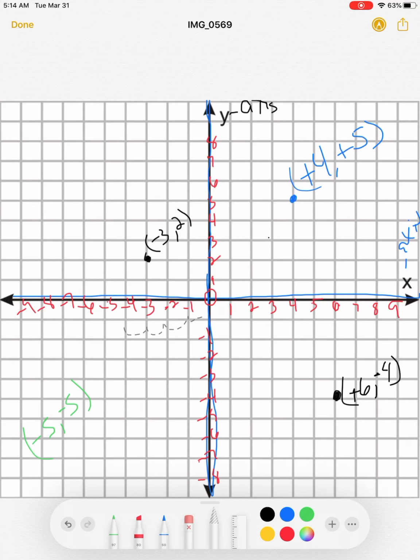So 1, 2, 3, 4, 5. So that's -5 on the x. 1, 2, 3, 4, 5. -5 on the y. So my point, go down to -5. My point for my coordinate pair belongs there. Right? And I already have my coordinates paired there, so everything lines up perfectly.